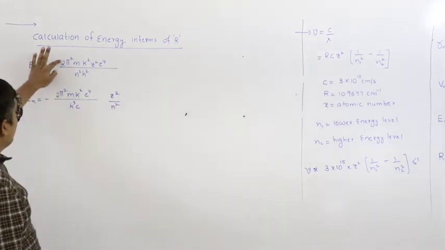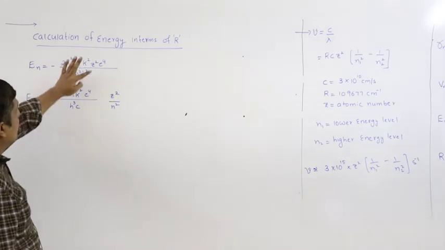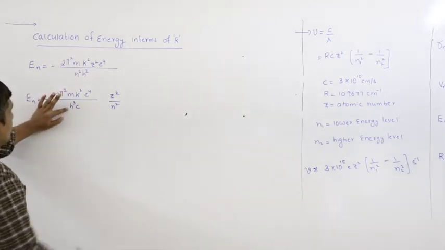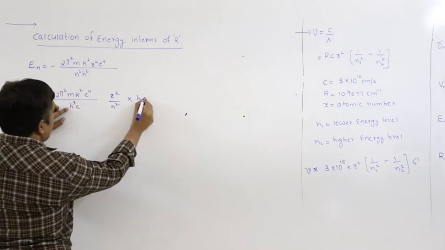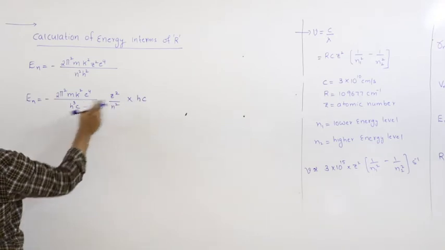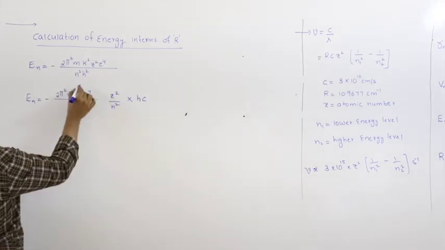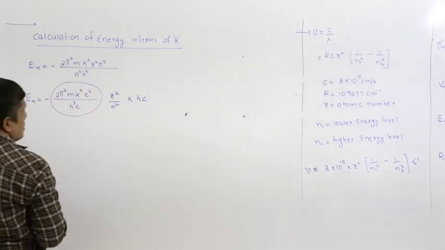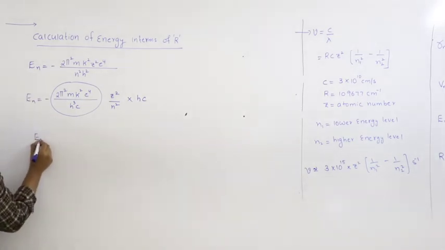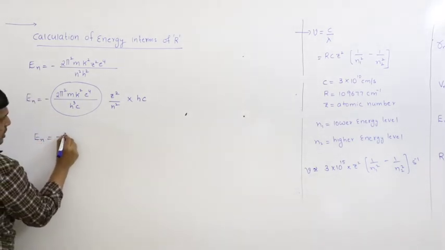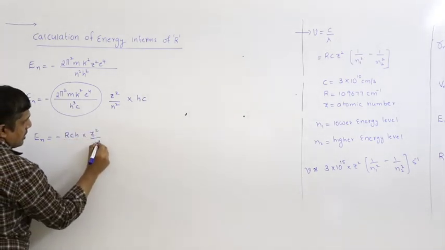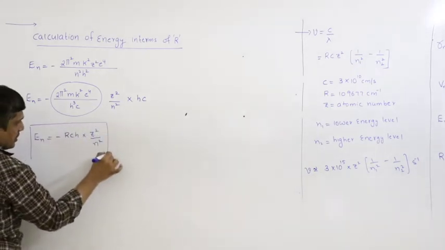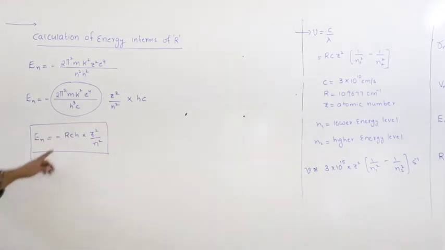So 2 pi square we have, m we have, k square e power 4. Here we have h cube, here we have h. So we have to multiply with h as well as c. Now it is balanced. So multiplying this with hc will give this. Now what is this? This is nothing but Rydberg constant. So energy of electron equal to minus RCH into Z square by N square. This is the equation for energy of electron in terms of R. R is nothing but Rydberg constant.